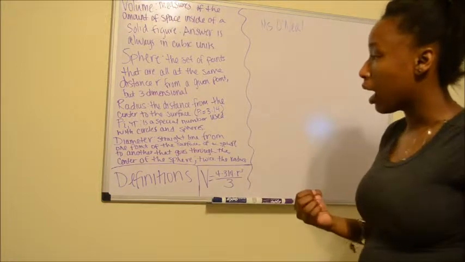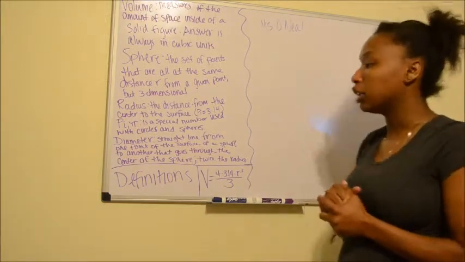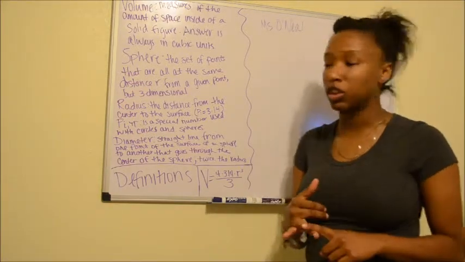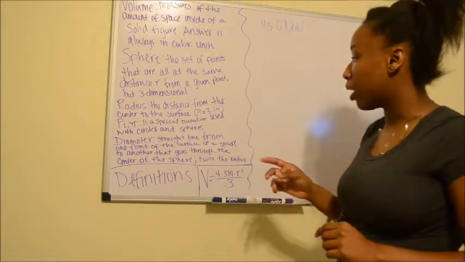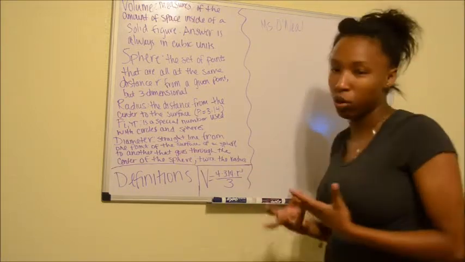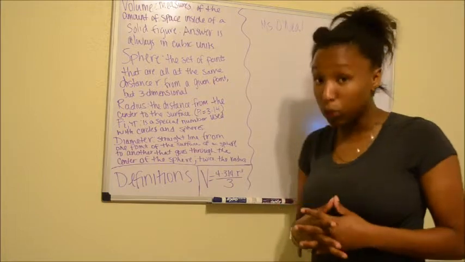Then we have pi. Pi is a special number used with circles and spheres. So you only use pi when you're using circles or spheres. And pi has its own number. So its number is usually 3.14, which is a decimal.